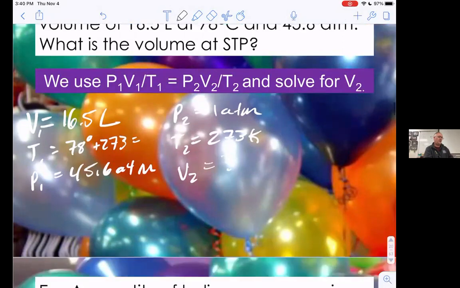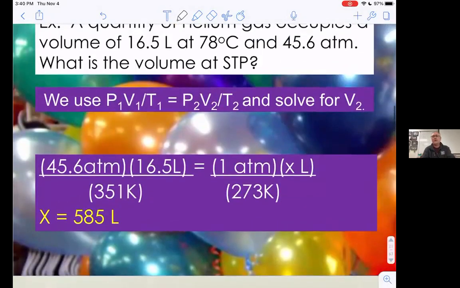Didn't want to spend a lot of time on these, but you would just plug in, and I've got X in there for the variable. You would just solve for V2. And so your V2 would end up being 585 liters. An easy question, but where students make mistakes is forgetting to add 273 for the Kelvin conversion on your Celsius.